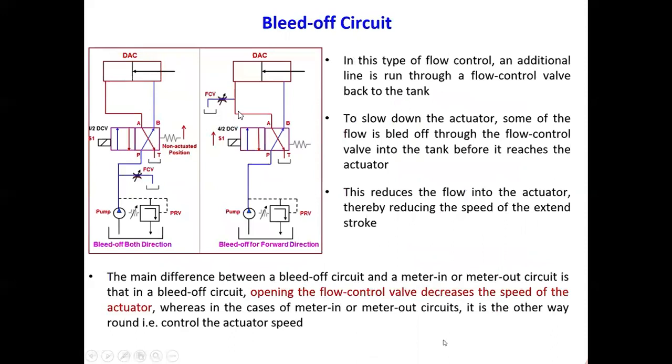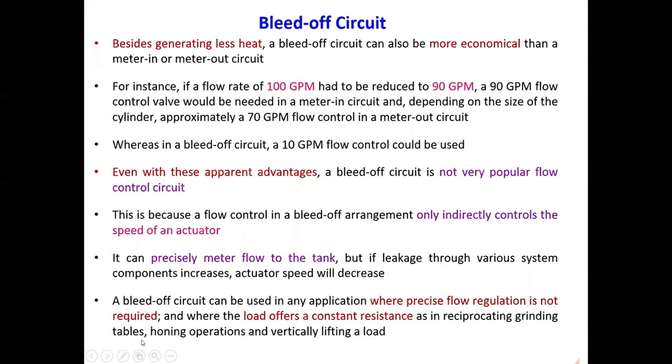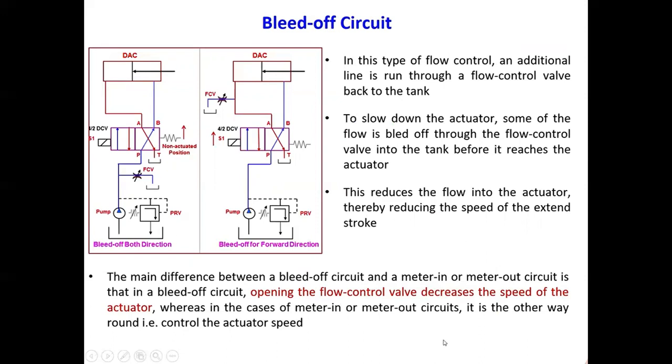In a bleed off circuit, in this type of flow control, an additional line is run through the flow control valve back to the tank. To slow down the actuator, some of the flow is bled off through the flow control valve into the tank before it reaches the actuator. This reduces the flow into the actuator, thereby reducing the speed of the extend stroke.